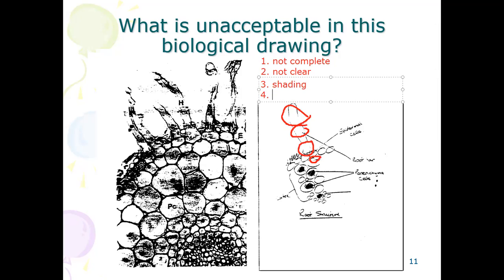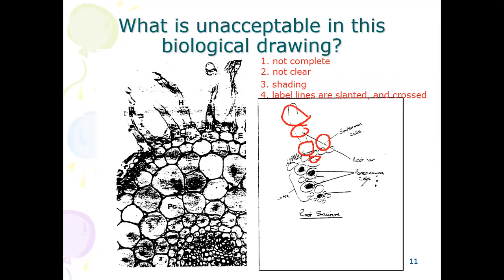The label lines are slanted and not horizontal. Now, because the student used slanted label lines, you start to see the two label lines cross each other, right? See here, so it becomes very messy. And the student didn't use a ruler, so that's why it's very messy. For all biological drawing, you cannot use a ruler. For all label lines, you must use a ruler.